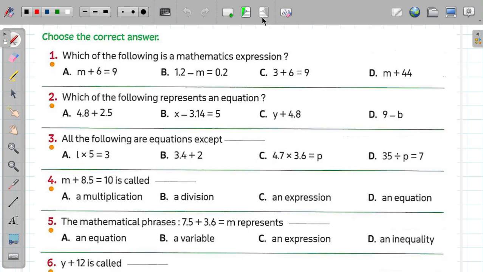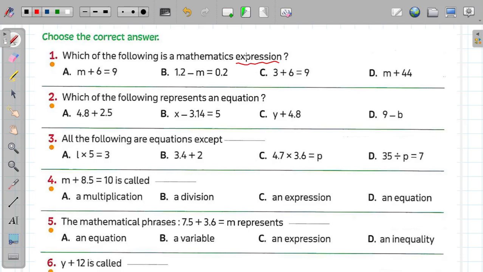Next I have multiple-choice questions, and I want you to focus on them very well. The first one: which of the following is a mathematical expression? The first one, m plus x equals 9. Second one, 1.2 minus m equals 0.2. The third one, 3 plus 6 equals 9. And the fourth one is m plus 44.